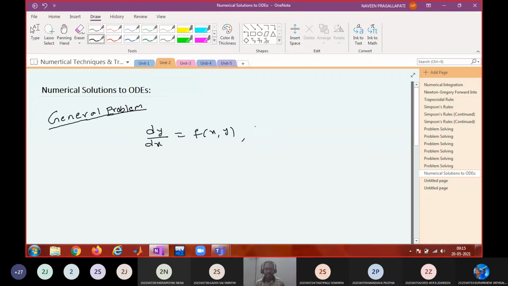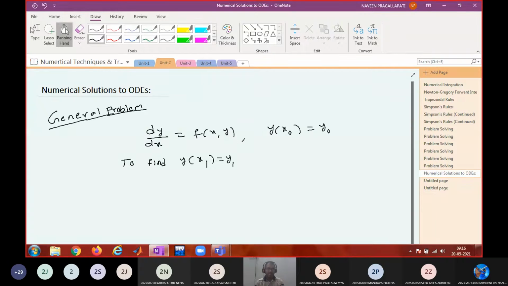So you will be given a first order first degree differential equation like this: dy by dx equal to f of x comma y, with y of x naught equal to y naught. You may be asked to find out the y value at a point x1, which we will call y1.